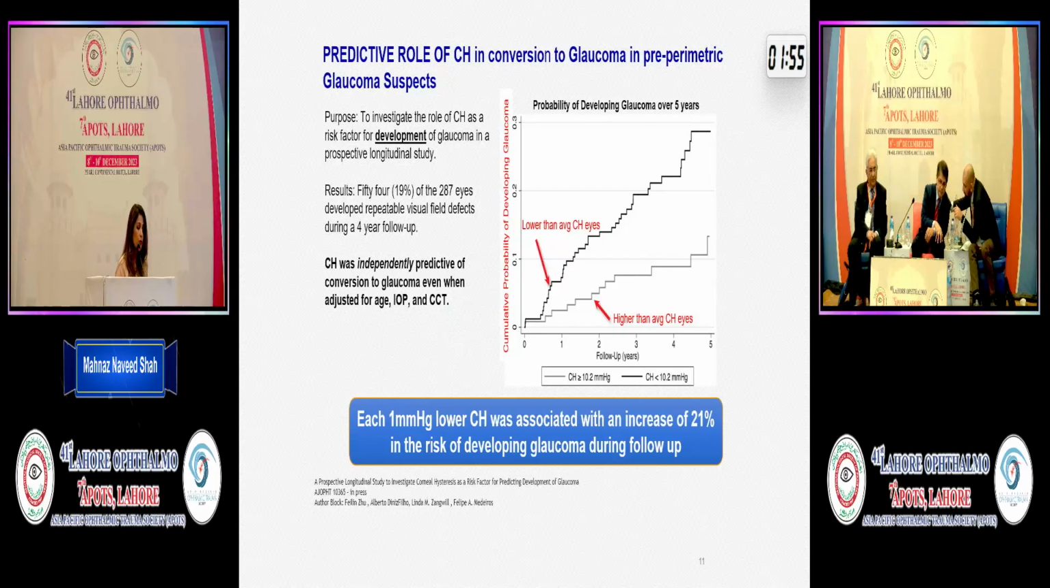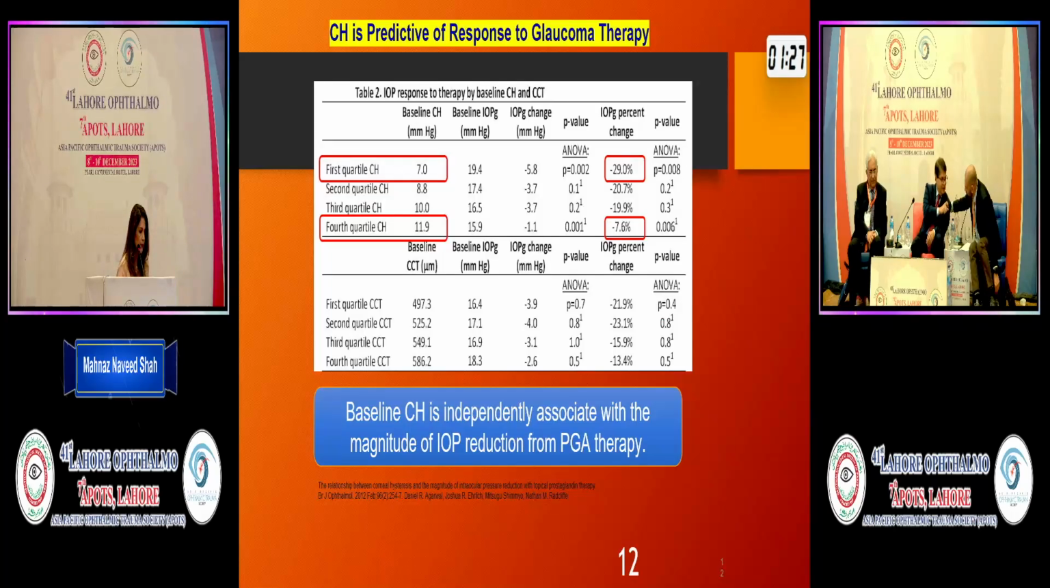There is a predictive role of corneal hysteresis in conversion to glaucoma in pre-perimetric glaucoma suspects. And you can see on the graph on the left that a lower than average corneal hysteresis is associated with higher progression, and on the graph on the right, higher corneal hysteresis with lower degrees of progression. And each 1 millimeter lower corneal hysteresis value was associated with an increase of 21% in the risk of developing glaucoma from pre-perimetric glaucoma during follow-up in this particular study.